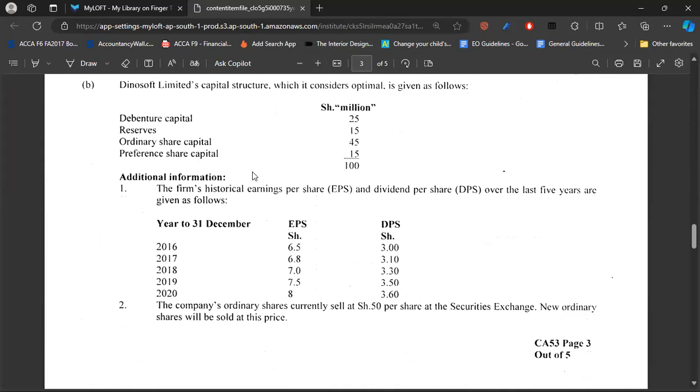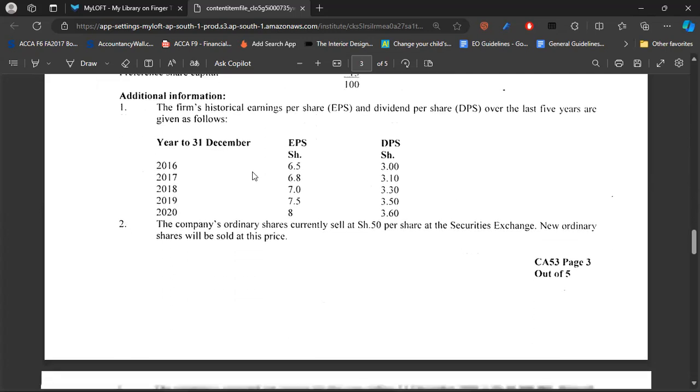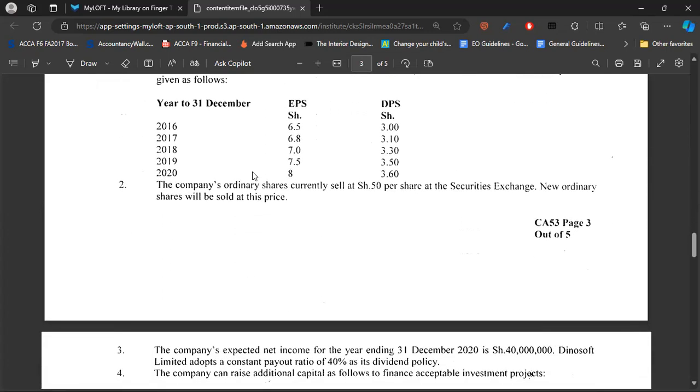Dinosoft Limited's capital structure, which it considers optimal, is given as follows. Additional information is provided here. The firm's history of earnings per share (EPS) and dividend per share (DPS) over the last 5 years is as follows. 2016: EPS 6.5, DPS 3. 2017: EPS 6.8, DPS 3.10. 2018: EPS 7.0, DPS 3.30. 2019: EPS 7.5, DPS 3.50. 2020: DPS 3.60.